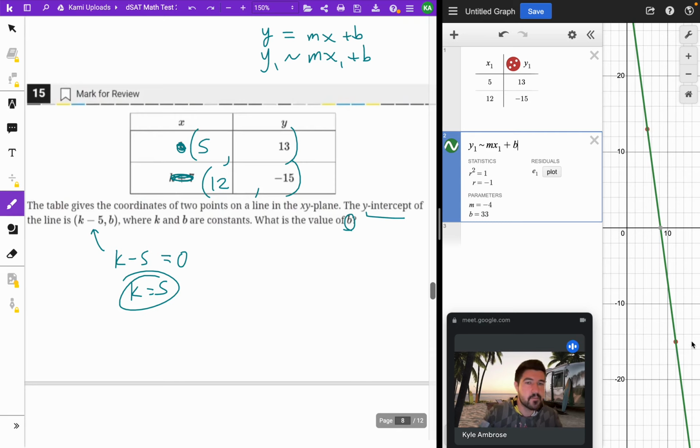You could see the line through the points. And I get my m, the slope is negative 4. The b, the y-intercept, which is our answer, is 33.